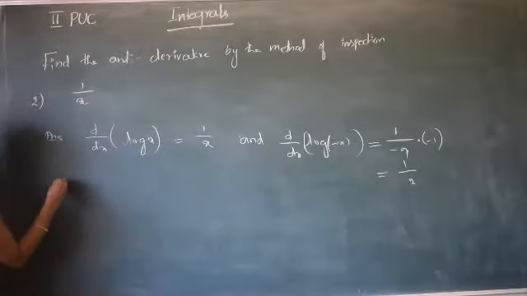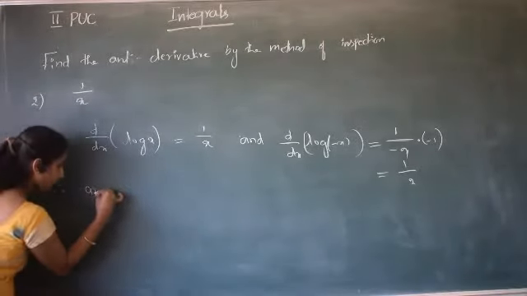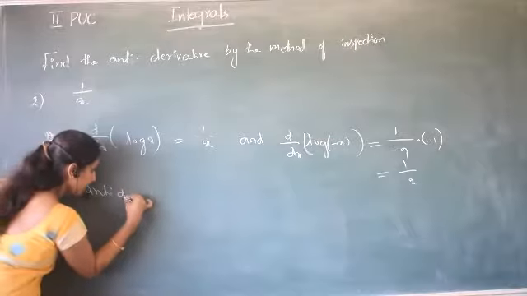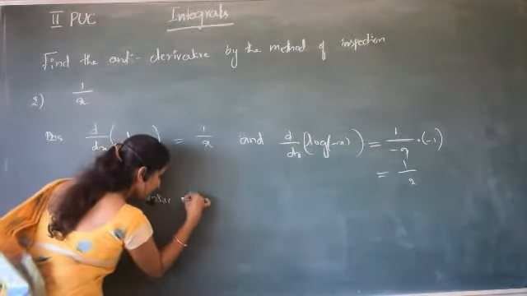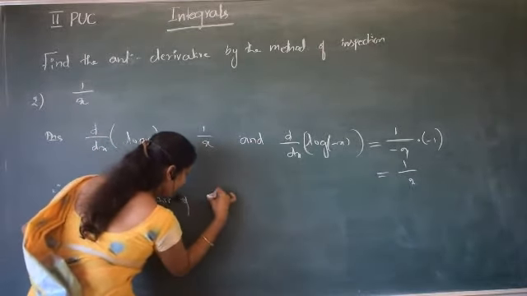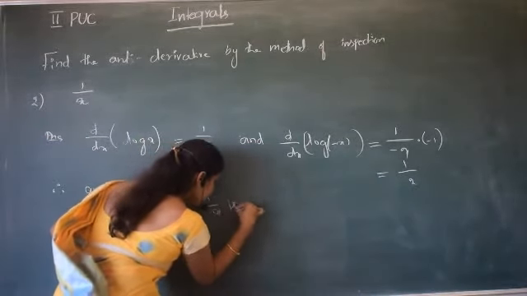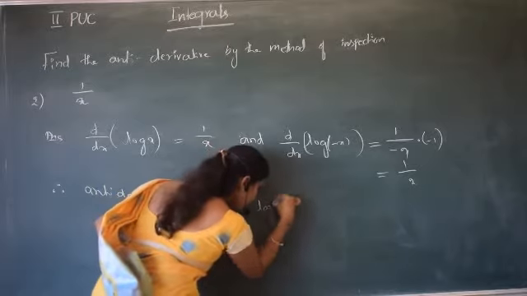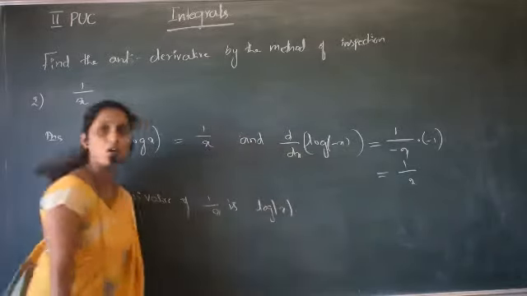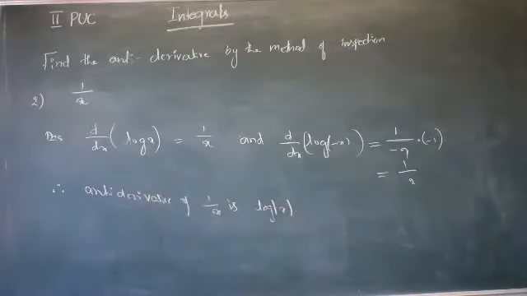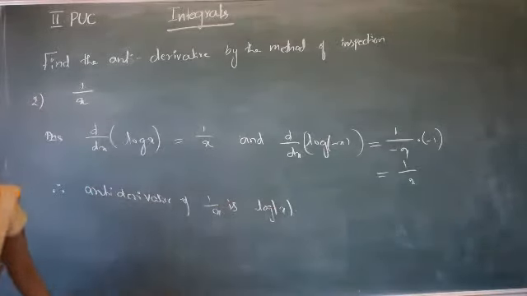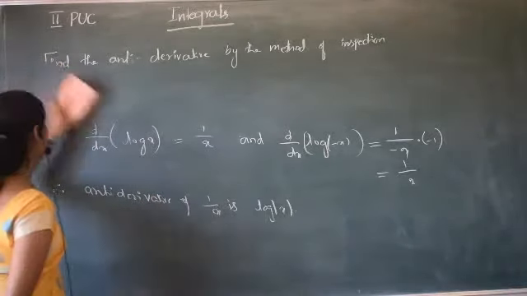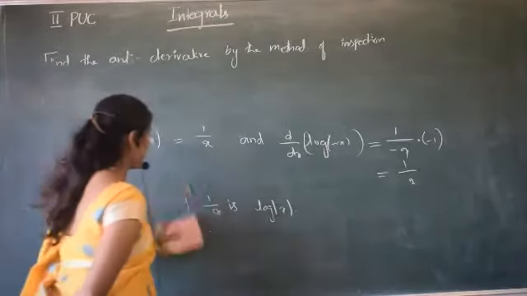Therefore, the antiderivative of 1 by x is log of mod x. Why mod x? Because one is plus x and one is minus x, so the antiderivative is log of mod x. This is one more problem of finding the antiderivative by the method of inspection.